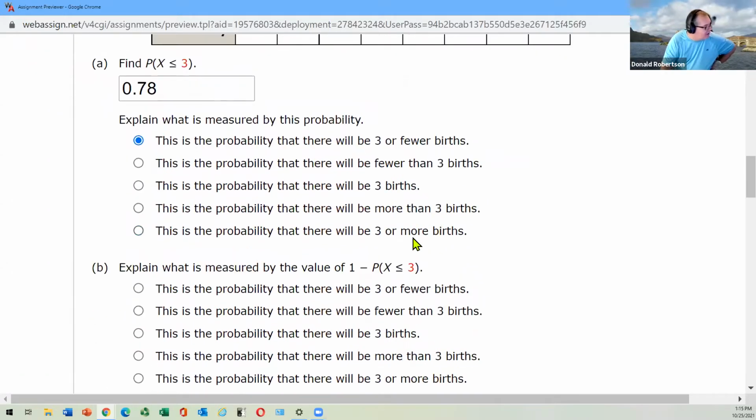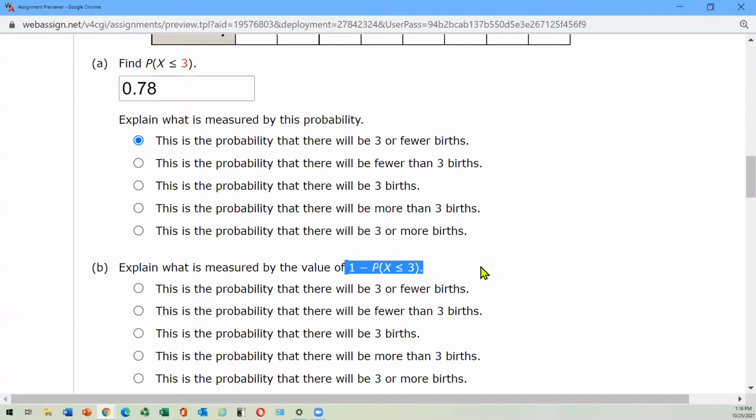Now, a little bit sneakier. What on earth is that in English? What probability are you finding when you find 1 minus the probability of x less than or equal to 3? I want you to find the probability that it's not going to happen. Correct. And what's the opposite of less than or equal to 3 babies being born? What's the opposite of that? More than 3, right? So I'm going through this list trying to find more than 3.